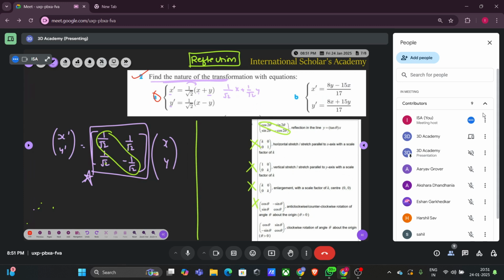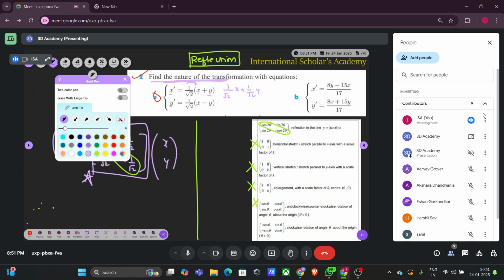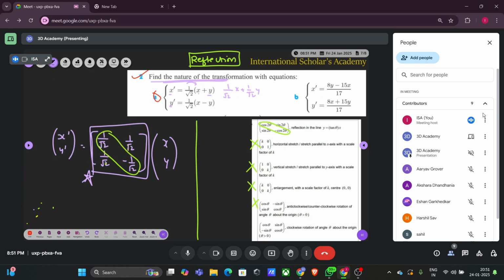Now for reflection wala transformation, now you have got the values here. Now you just have to compare this matrix with this matrix. So first is written there cos 2 theta. So cos 2 theta is equals to first component of here and first component of here को compare कर रहे हैं, that is 1 upon root 2. ठीक है? Second component is sin 2 theta, that is also 1 upon root 2.